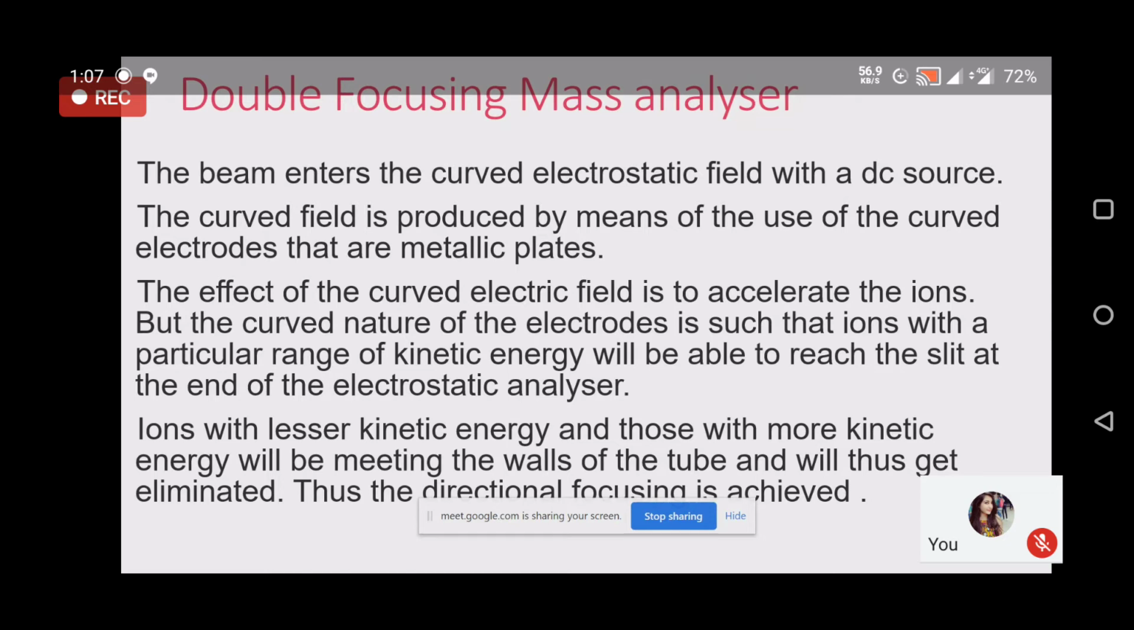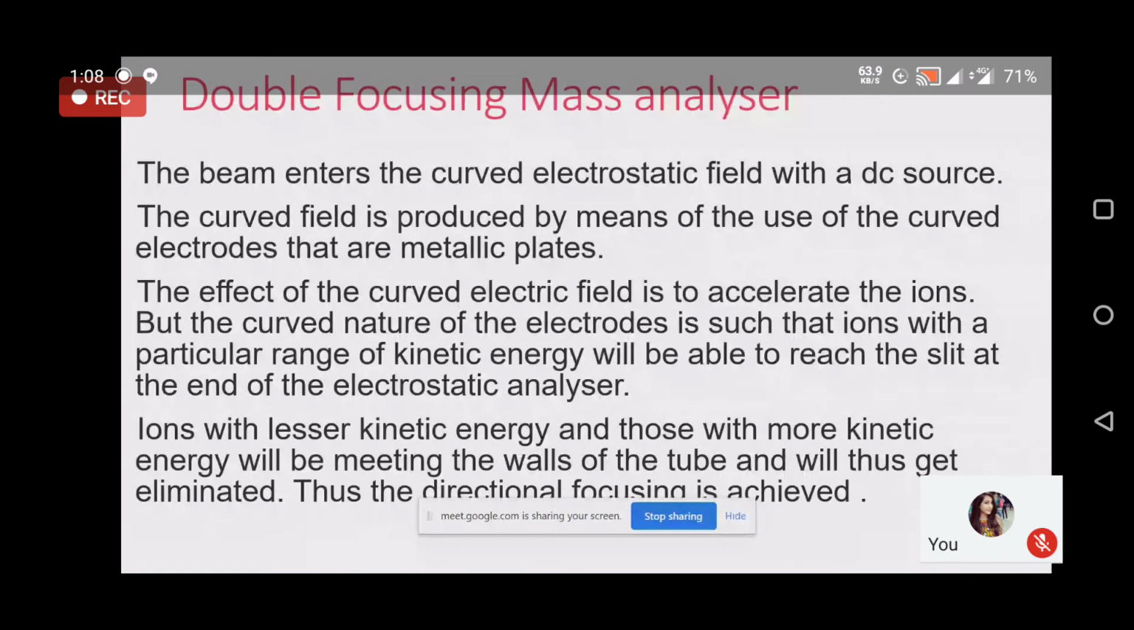The effect of the curved electric field is to accelerate the ions, but the curved nature of the electrodes is such that the ions with a particular range of kinetic energy will be able to reach the slit at the end of the electrostatic analyzer. Ions with less kinetic energy and those with more kinetic energy will meet the walls of the tube and will thus get eliminated. This is directional focusing achieved, or the velocity focusing achieved. So ions with only a particular velocity will be able to follow that path and reach the slit.